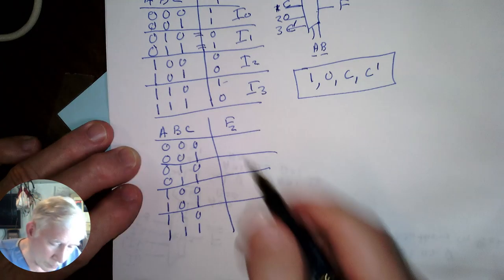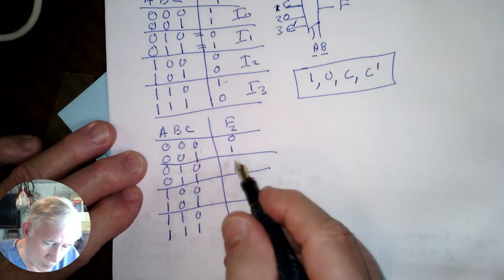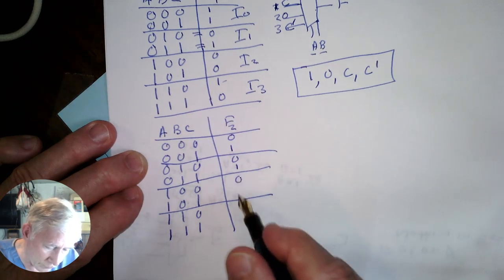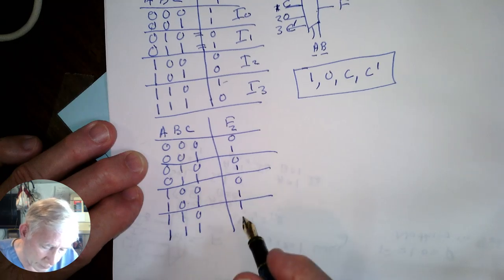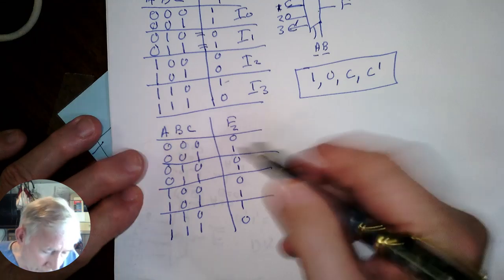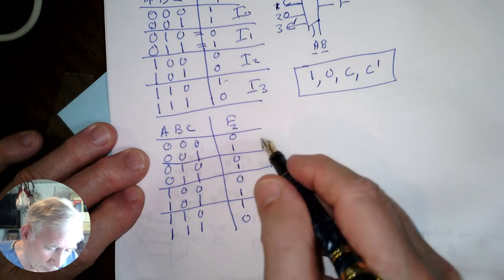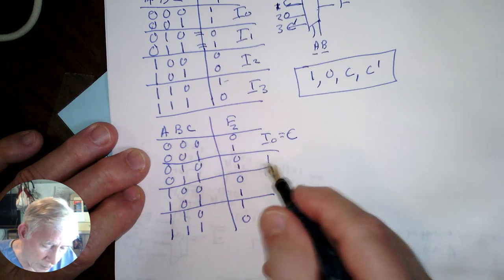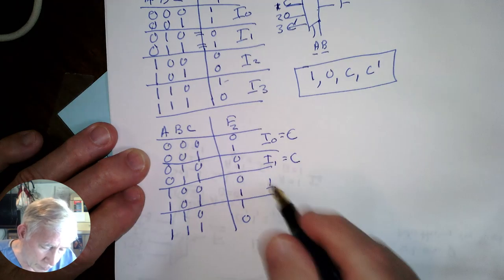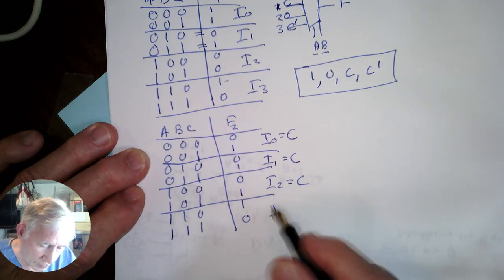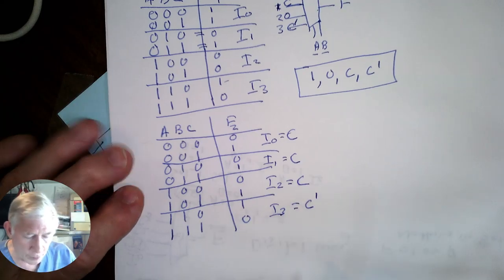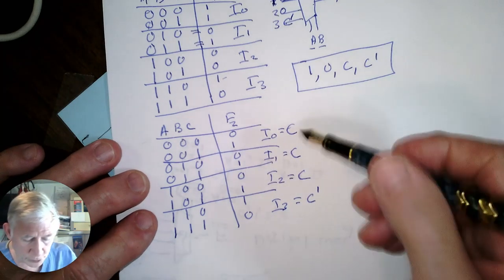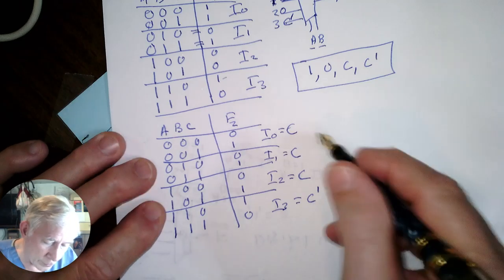Well, so 0 is a 0, 1 is a 1, 2 is a 0, 3 is a 1, 4 is a 0, 5 is a 1, 6 is a 1, and 7 is a 0. So it turns out this one follows C. So I0 is going to equal C, I1 is going to equal C, I2 is going to equal C, and I3 is going to equal C prime. So we didn't have any pair where the rows were both 0 or both 1s. So we wound up with C, C, C, and C prime. And there's our multiplexer.